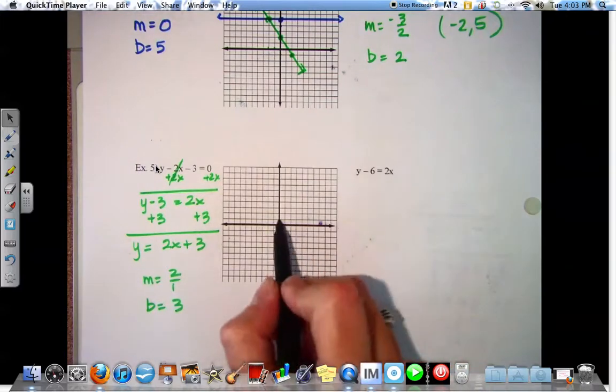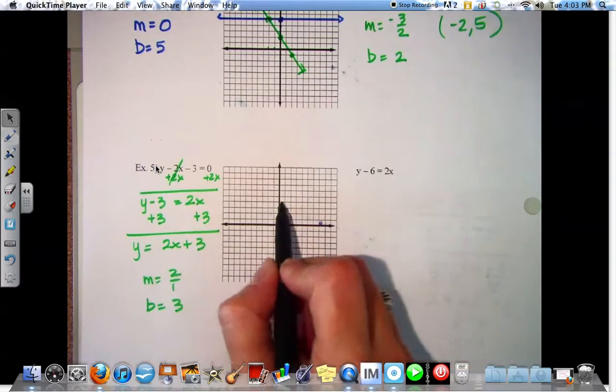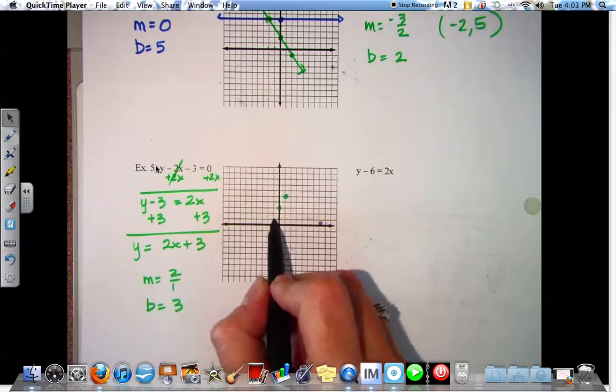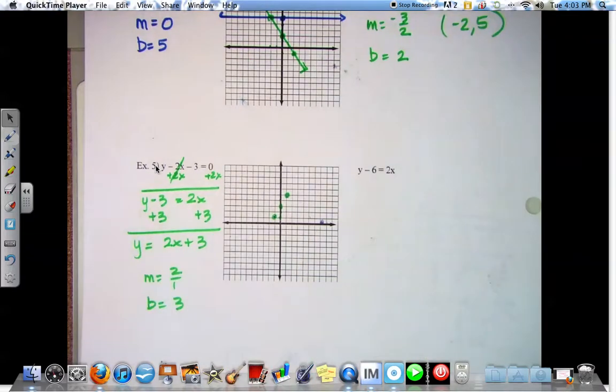So we go up 1, 2, 3, and then up 1, 2, and over 1. Down 1, 2, over 1. So everything looks like that.